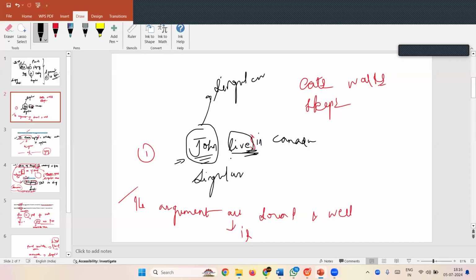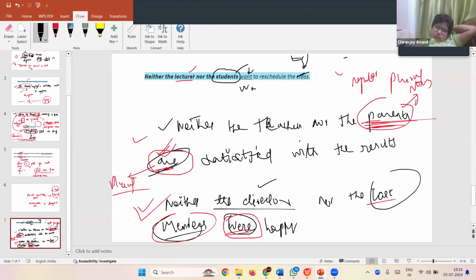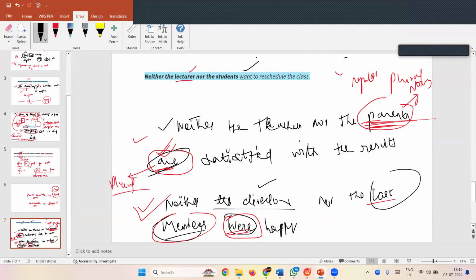John lives in Canada. Abhiram lives in US. They live in Canada. They live in. Don't use lives. We'll say they live in. So we won't use the s here because they is plural. Similarly, neither the lecturer nor the students. Students is plural, so we won't use wants here, right? Yes, ma'am. We are using want. That's why. Got it? Yes, ma'am.